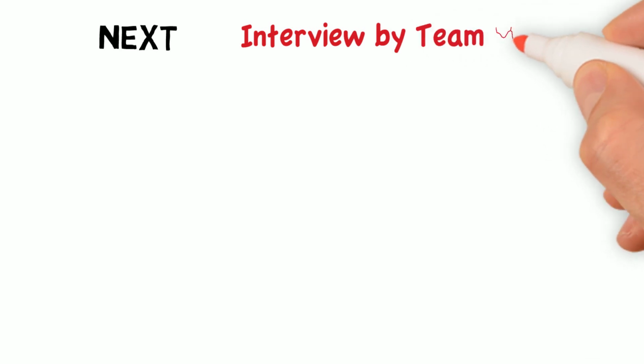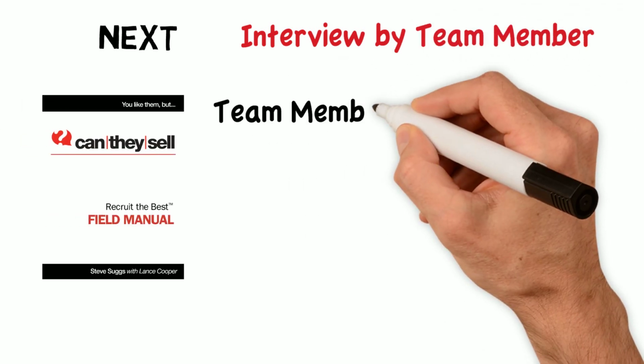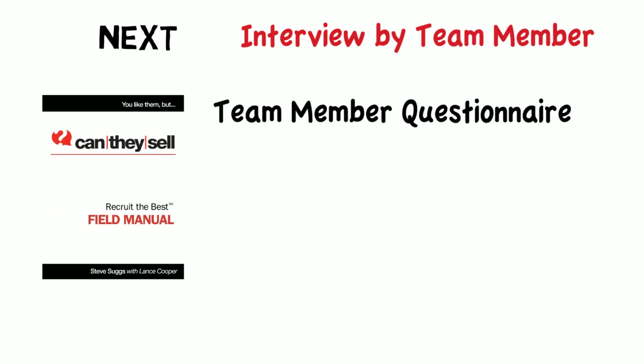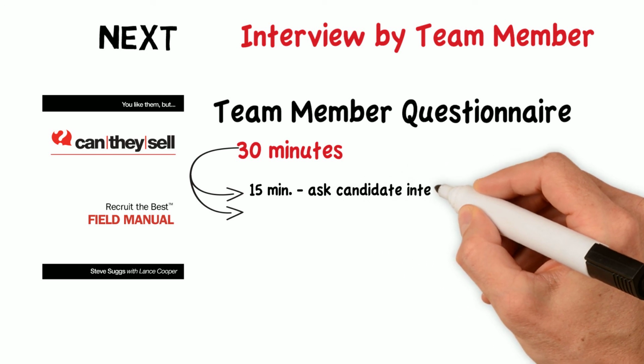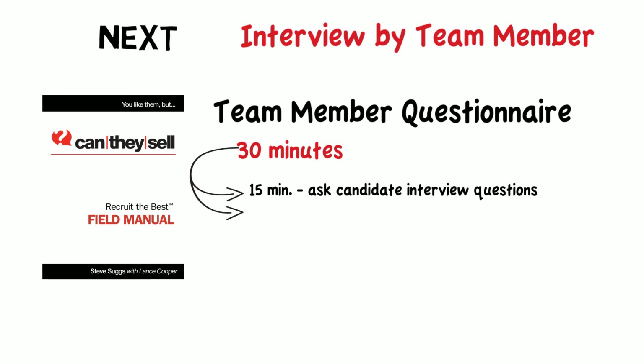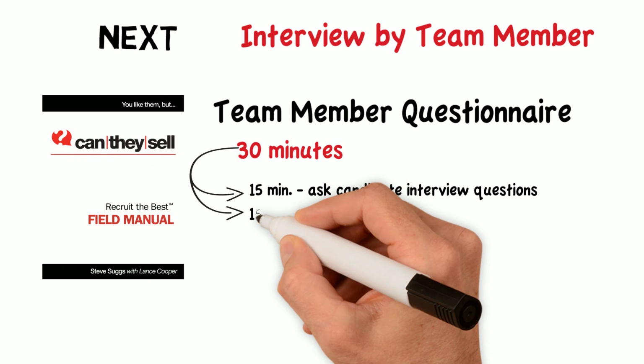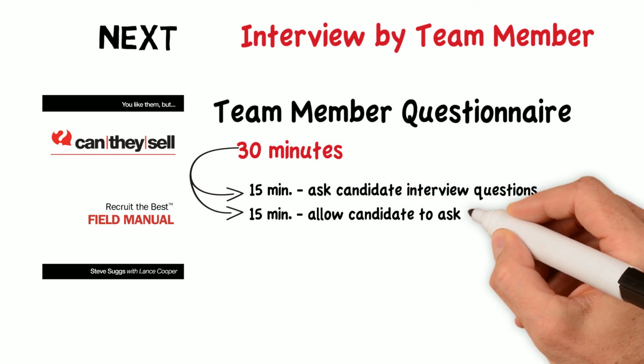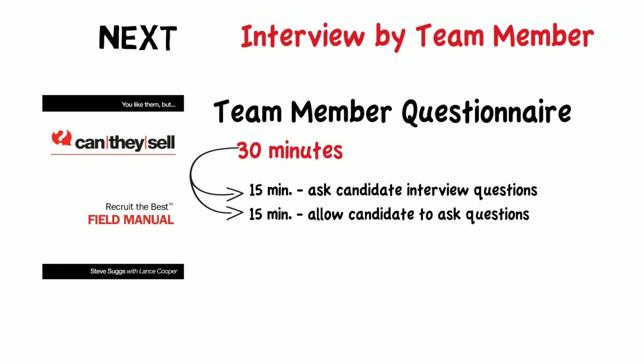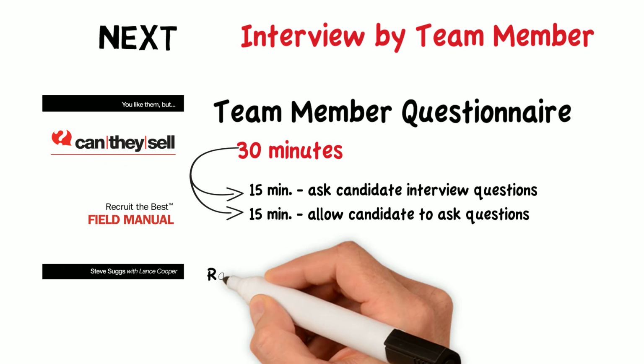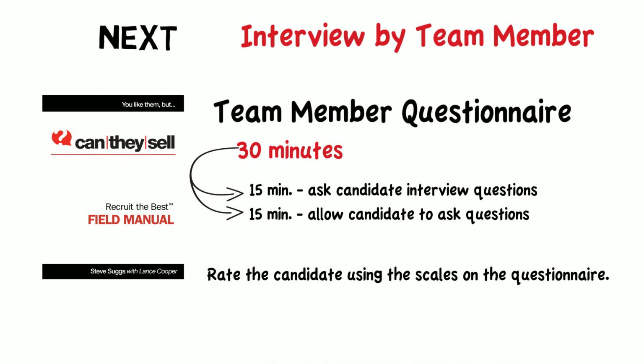For those individuals who make it past the second interview, get a couple of your team members to interview them using the team member questionnaire. This interview should last about 30 minutes. Tell your team member to use the first 15 minutes of the interview to ask the candidate the interview questions on the questionnaire, and to use the second 15 minutes to allow the candidate to ask them some questions. Then ask them to rate the candidate using the scales on the questionnaire.